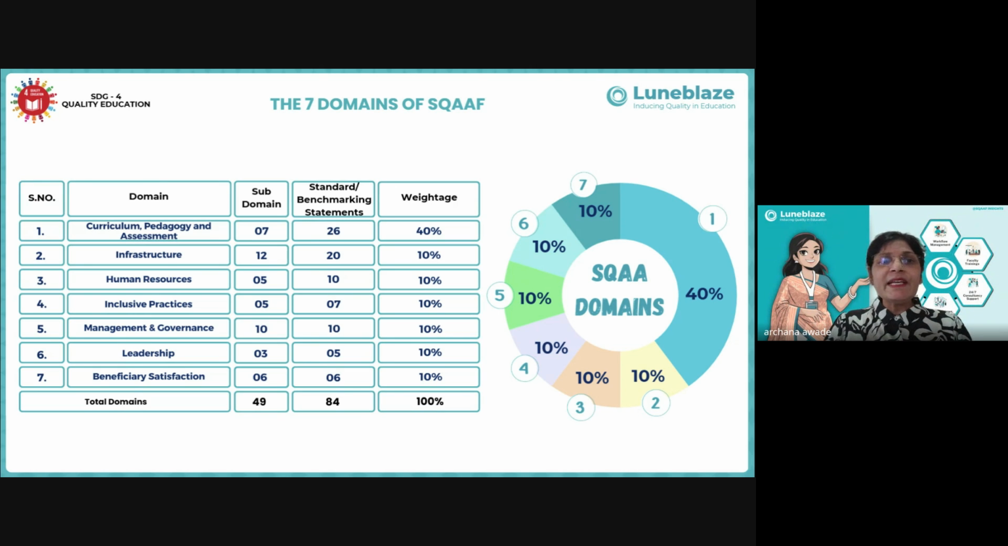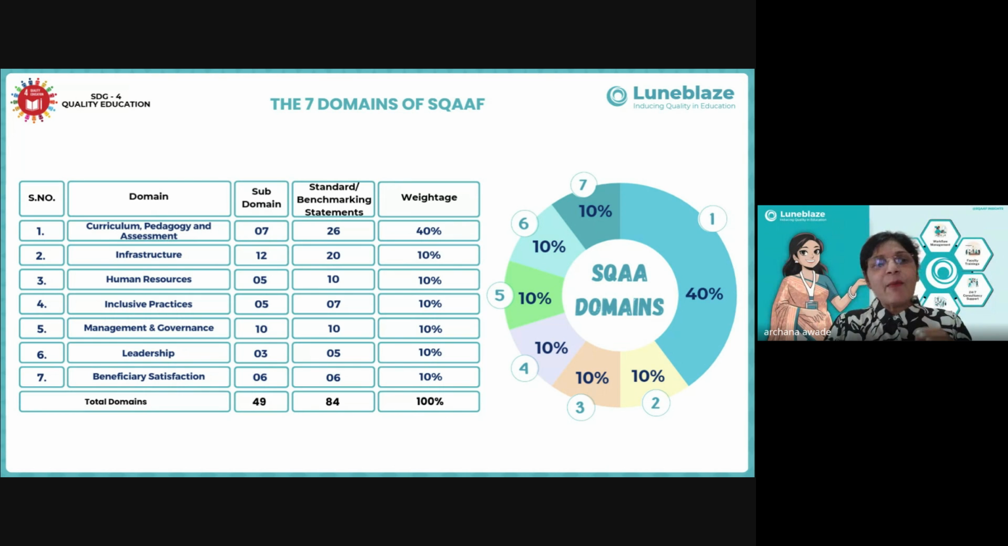The fourth domain is inclusive practices, where no child is left behind, with 10% weightage, 5 subdomains, and 7 benchmarking statements. This domain ensures equity, accessibility, and diversity in all school practices.